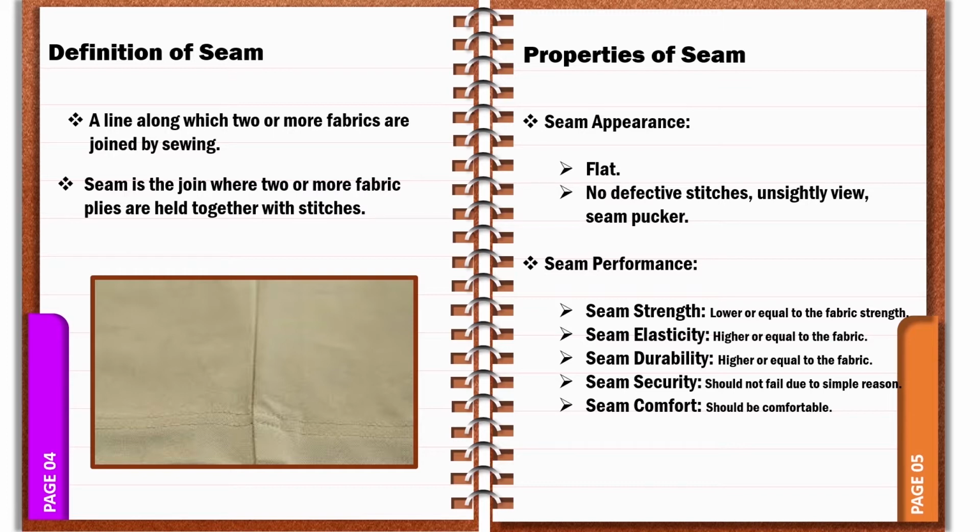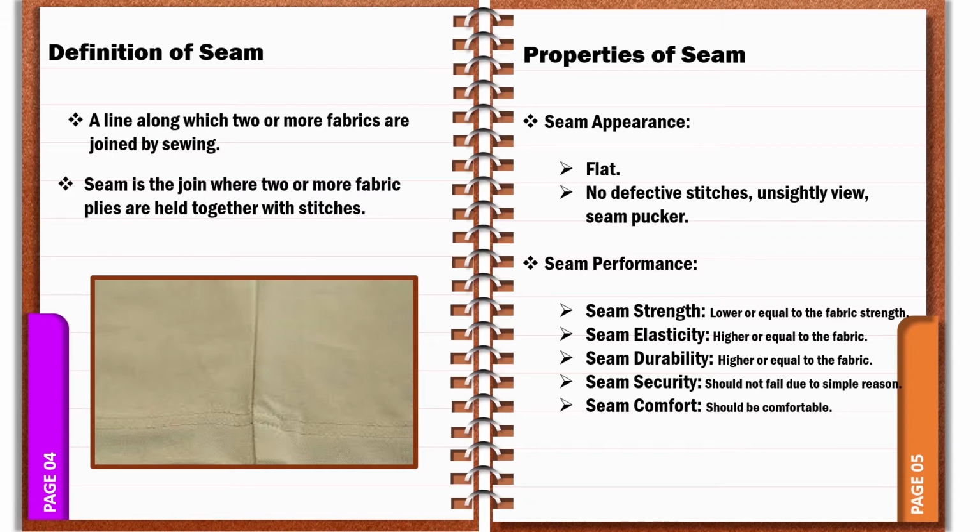Seam has two specific properties. One is seam appearance and another one is seam performance. The seam appearance should be such that it should be flat and it should have no defective stitches, unsightly view or seam pucker. If we look at the seam performance, then seam strength should be lower or equal to the fabric strength, and seam elasticity and durability should be higher or equal to that of the fabric.